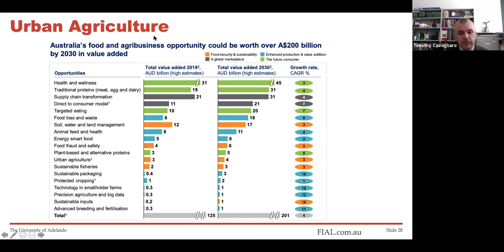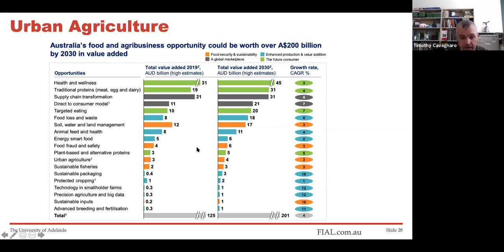This is looking at Australia's food and agribusiness opportunity, and that it could be worth over $200 billion by 2030 in value added. Okay, the point I want you to take away from here is if we look at urban agriculture, it's currently valued at about $3 billion. Okay, that's a really big number, and shifting towards $5 billion by 2030 when you've got that value add in there. The point I'm trying to make is we are talking about billions of dollars here.